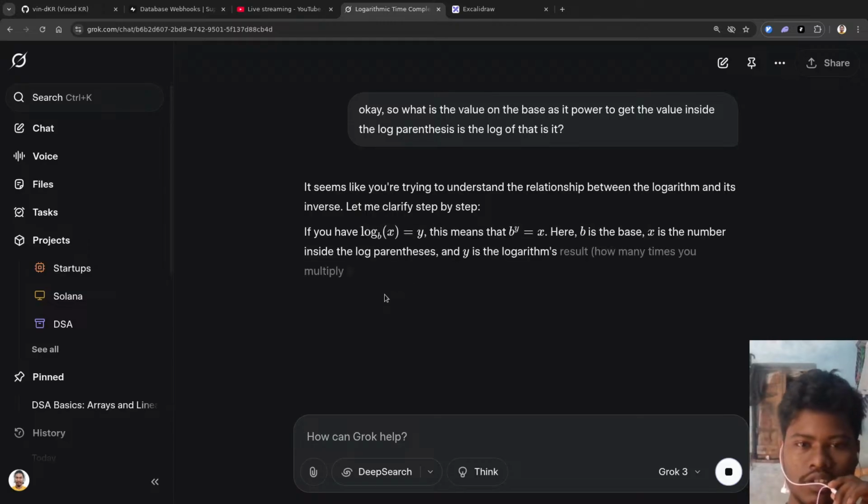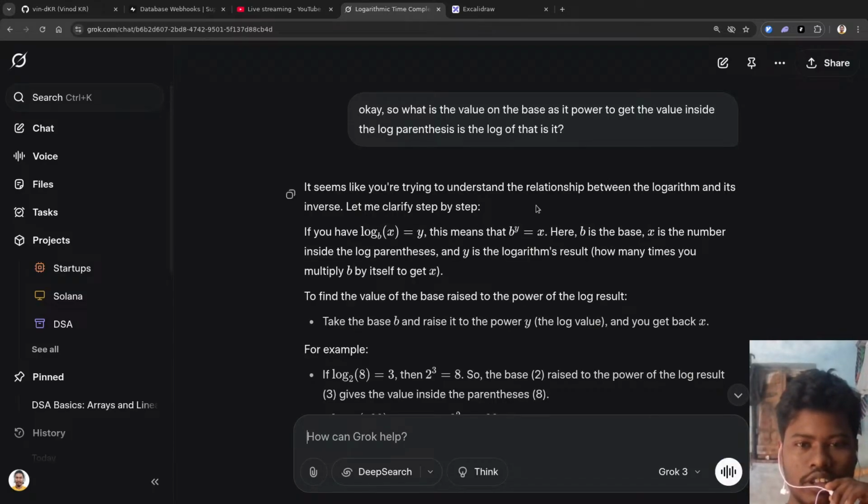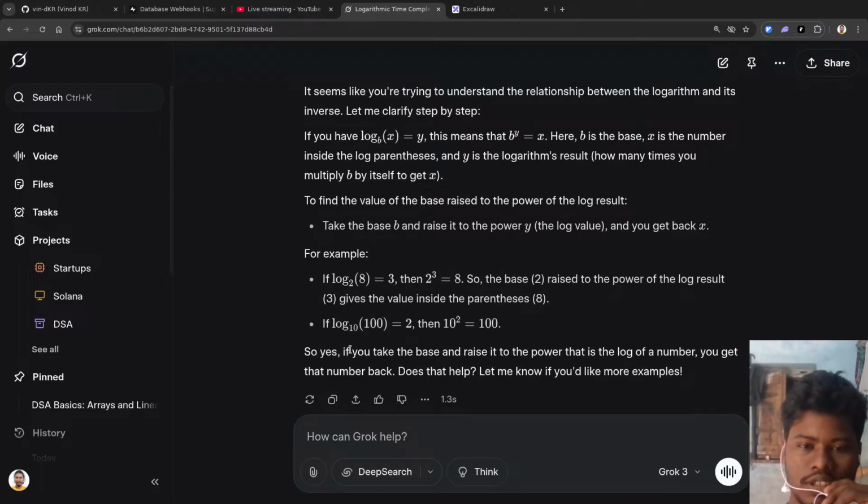It seems like you are trying to understand the relationship between the logarithm and the inverse. Let me clarify step by step. You have log b, this means this. So yes, if you take the base raised to the power of the log number, you get the number back. Does it help?